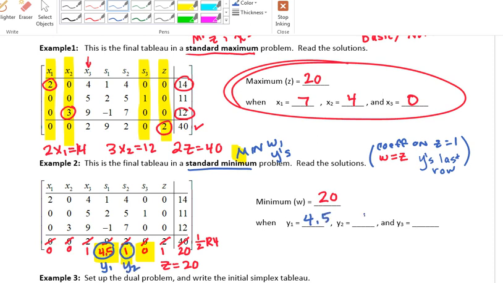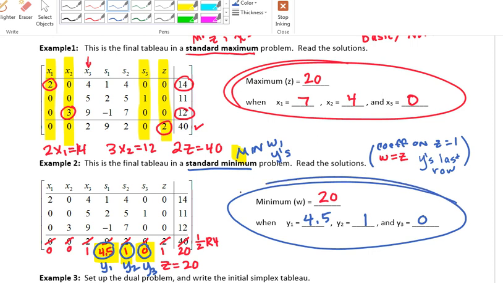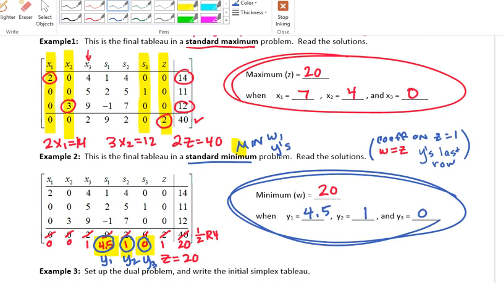y2 is 1, and y3 will be the 0 that's at the bottom of slack 3. And that's the solution to my standard minimization problem. So once you get to your final simplex tableau that has all positives in the last row, that has all positive variables, your reading of these problems are different depending on what kind of question you have.